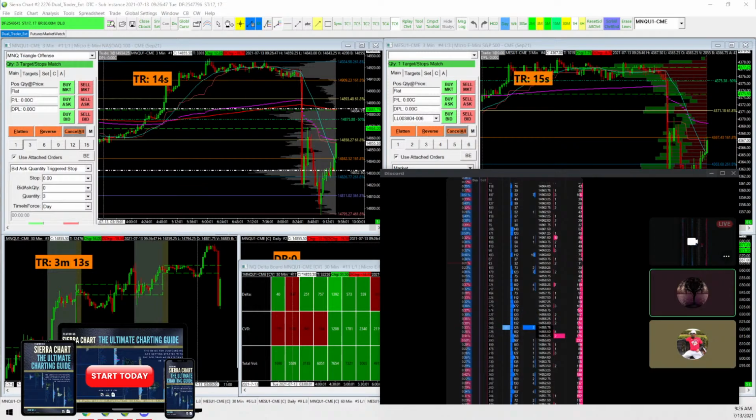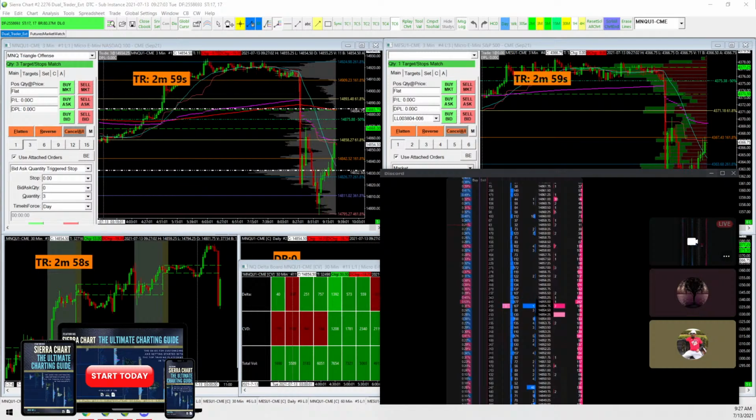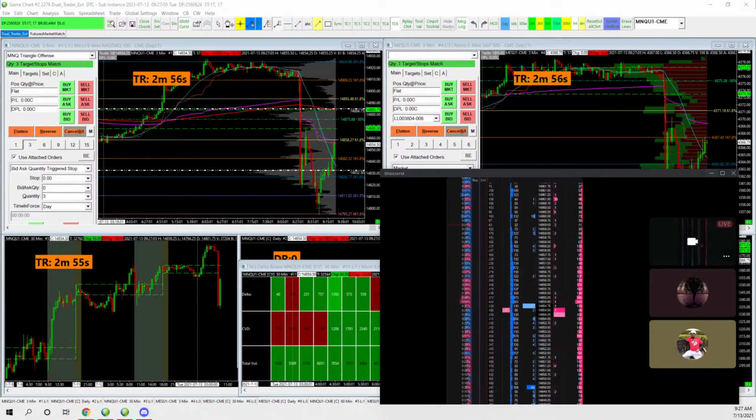Slight fight battle happening. 56. Sellers still there at 56. We're seeing price fight again back at 56. Being absorbed, so our offer's sitting there. Let's see how they respond after this prints. There's the print. Sellers at 56.